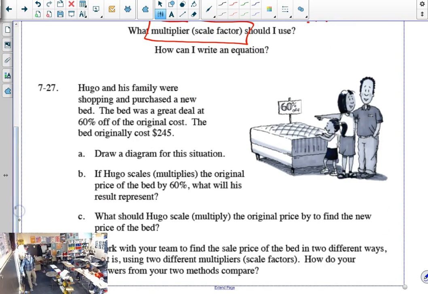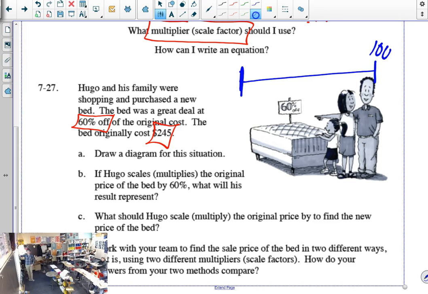Check this out. Hugo's buying a bed, and beds are actually rather expensive. So you want to shop a sale, and Hugo goes to buy this bed that is 60% off. It originally cost $245. If we were going to draw a diagram for this, the entire thing, 100% of the cost, go ahead and draw this, please. 100% of the cost is $245.